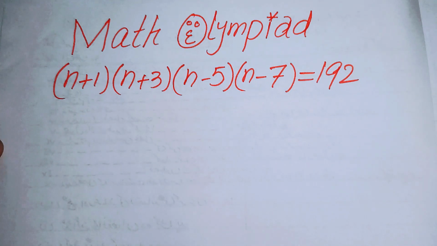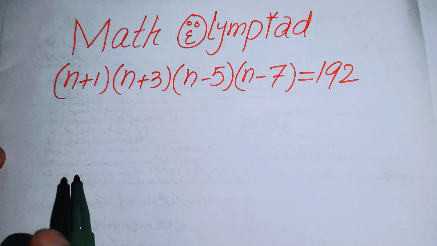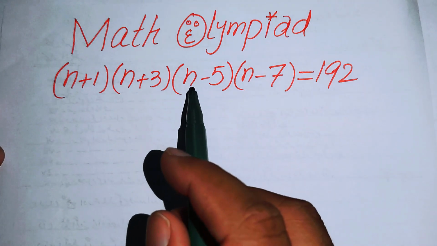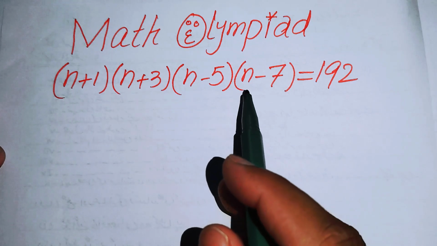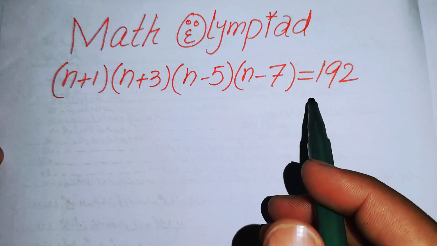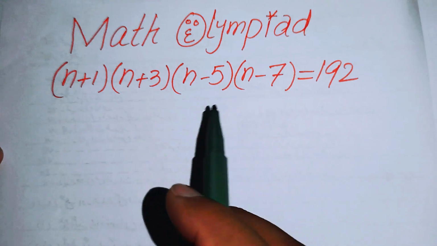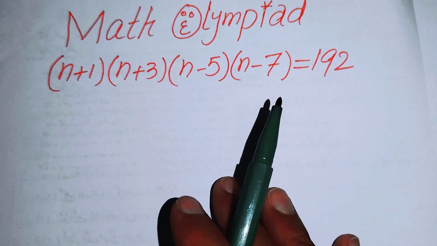In this video we are going to solve this nice algebra problem. Here we have (n + 1)(n + 3)(n - 5)(n - 7) = 192, and we will solve this problem for the values of n. So now first I can explain.